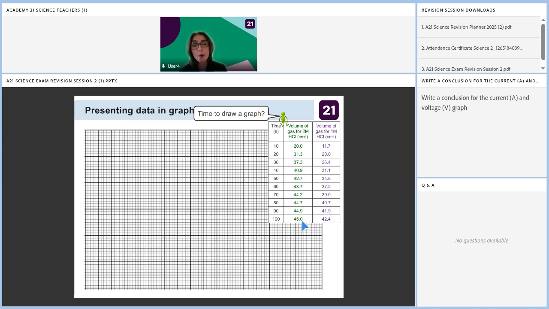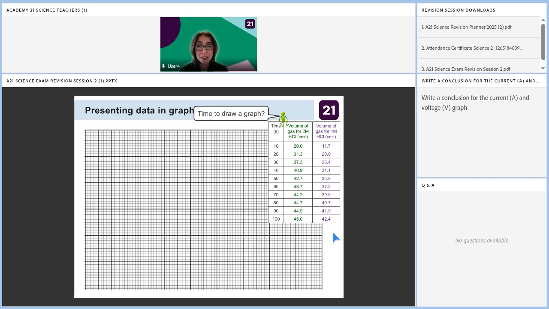Okay, folks, so now we're going to have a look at a slightly different type of graph, very similar to what we've already done, but it might look quite scary in an exam situation. This type of graph, you've got your time given to you. This is from a rates graph from a chemistry required practical. You've got the time in seconds and the volume of gas produced using 2 molar hydrochloric acid, and then 1 molar hydrochloric acid also, in centimeters cubed.